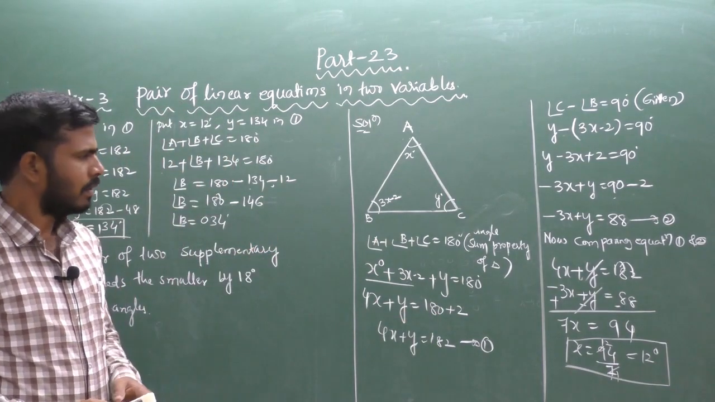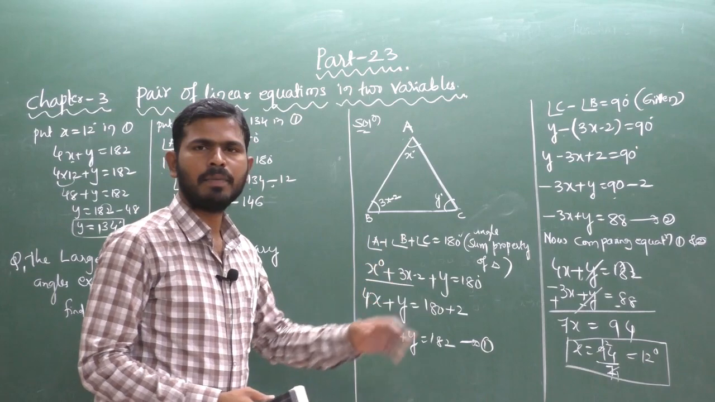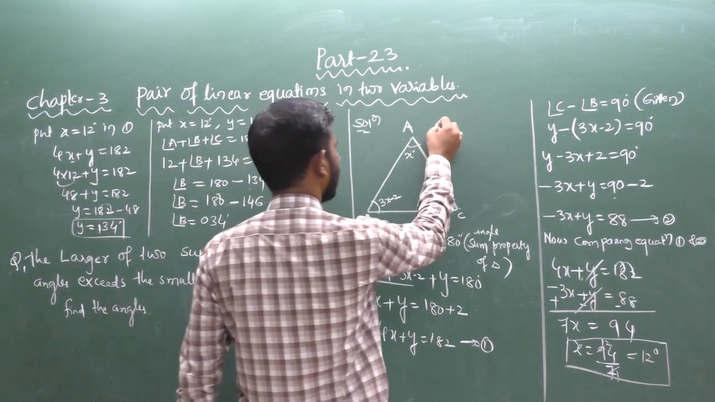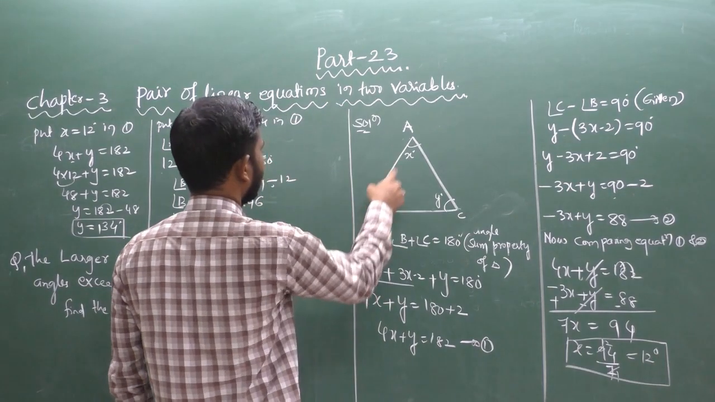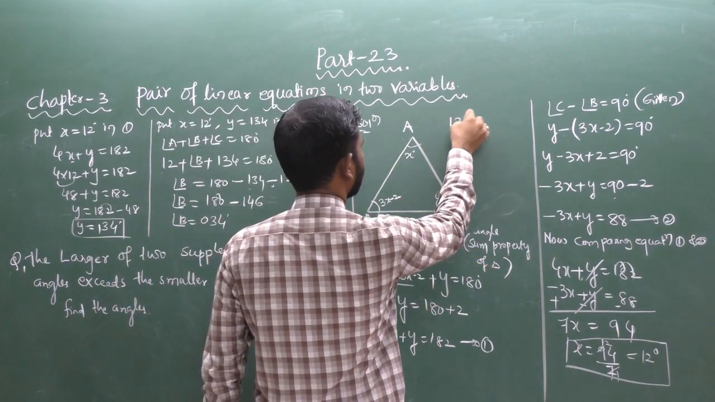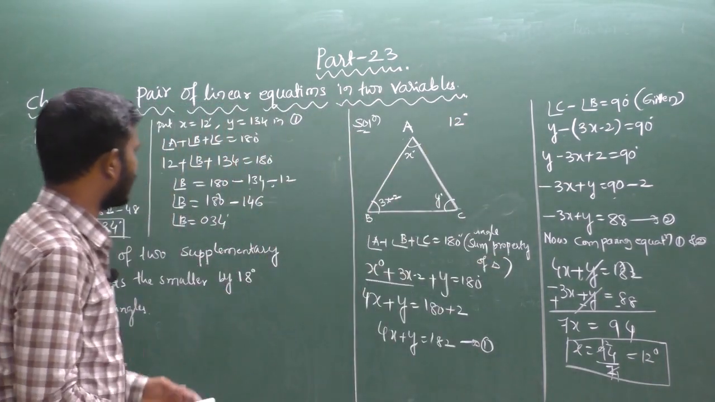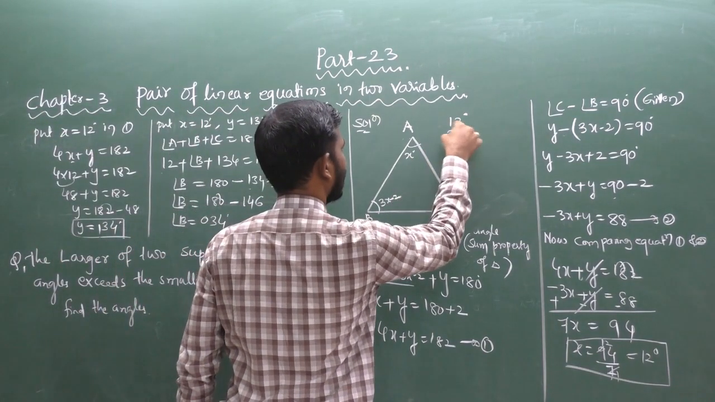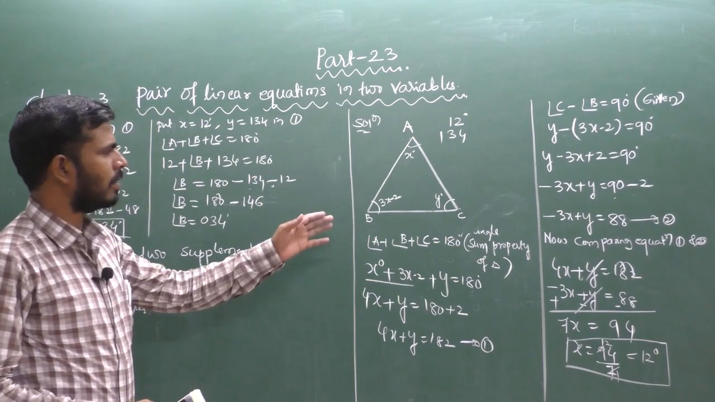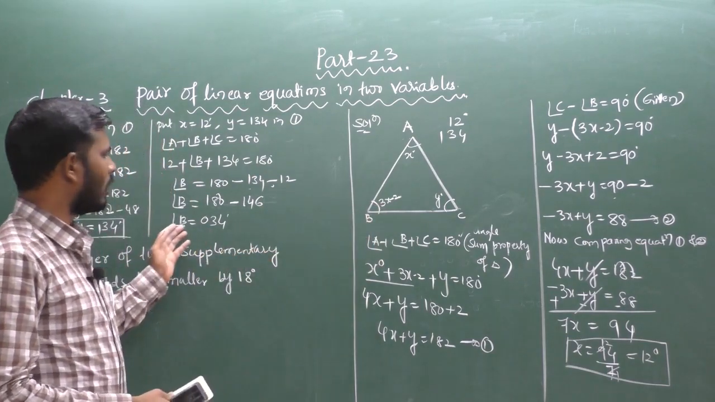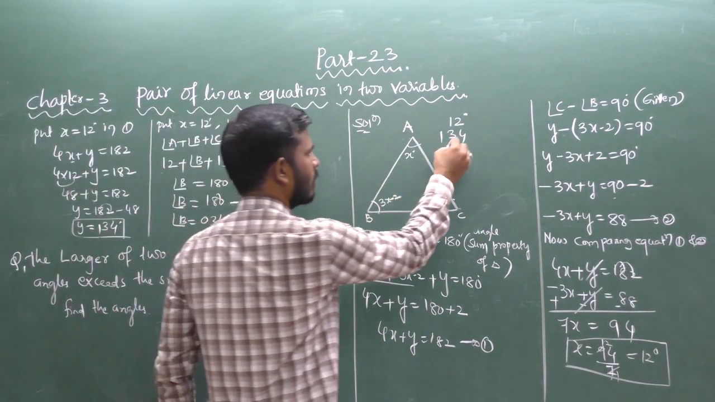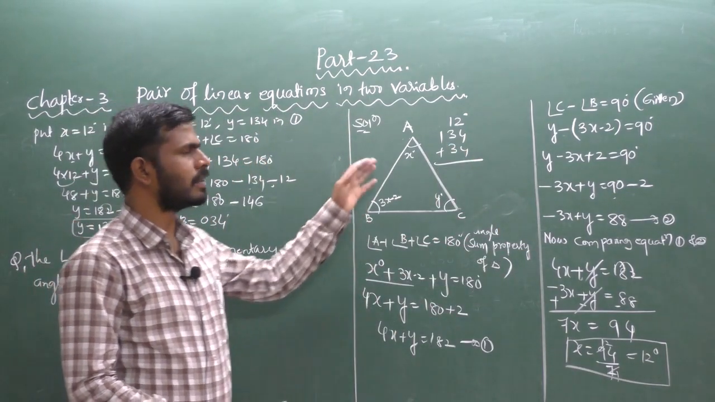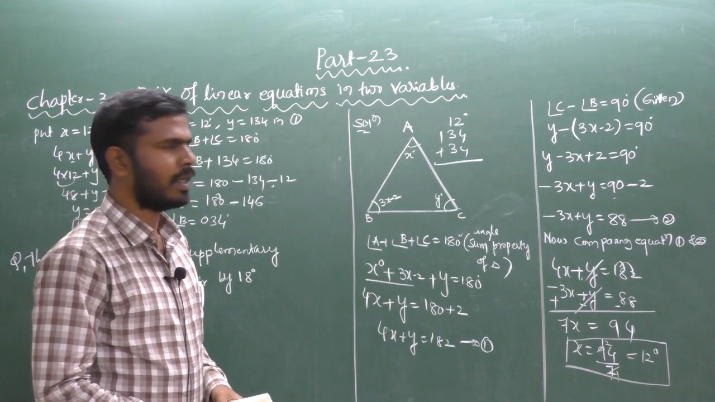Suppose you substitute A, B, C, you will get 180 degrees. So check here. A is how much? A is x, and x is 12 degrees. Next, y is how much? 134. And B, how much did you get here? 34 degrees. Add them and you will get 180 degrees, because the angle sum property of a triangle is 180 degrees.